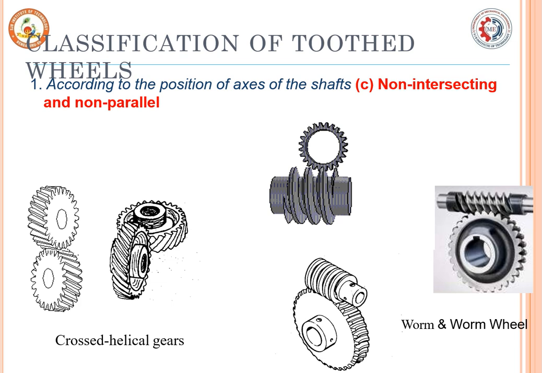When the shaft axes are non-intersecting and non-parallel, we go for this type of gear. In the crossed helical gear you can see the teeth are cut in a helical shape as the wheel moves, so the advancement happens. In the worm and worm wheel you can see the wheel has a worm structure. The wheel has the worm's tooth form mating on both surfaces, and it is going to produce motion.